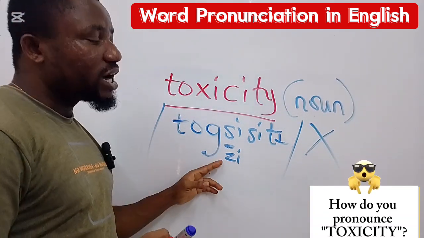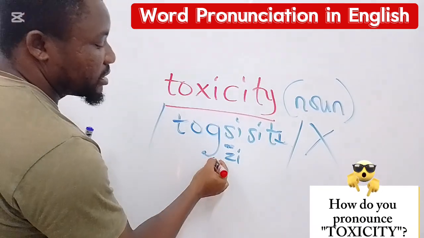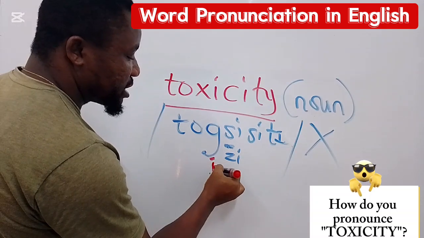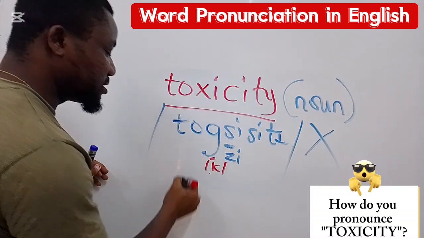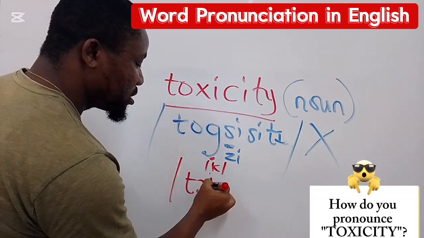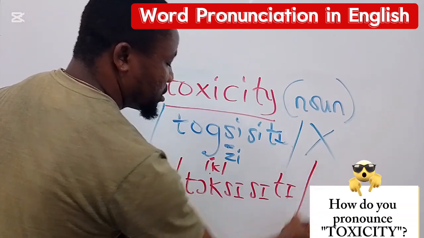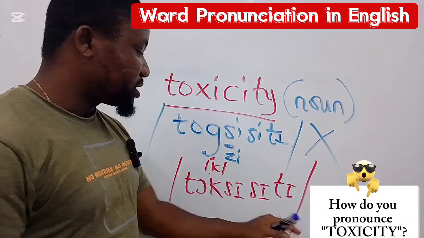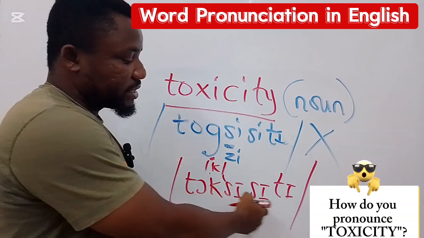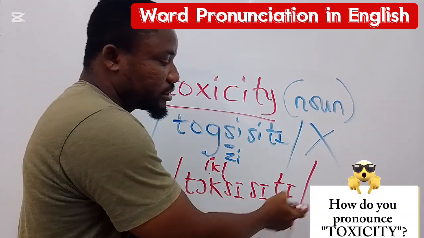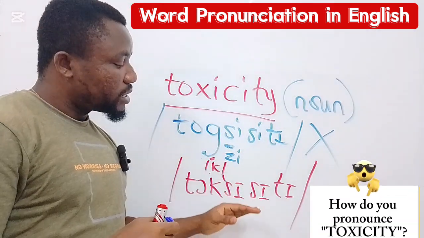This word is not pronounced as "tog-sicity". Rather, instead of having the g sound here, what we have is the k sound. Therefore, the right way to pronounce this word is as toxicity. Toxicity. And the stress is here. Toxicity.